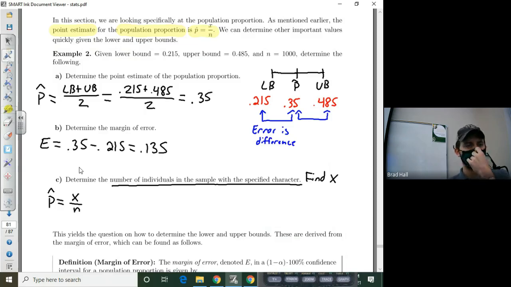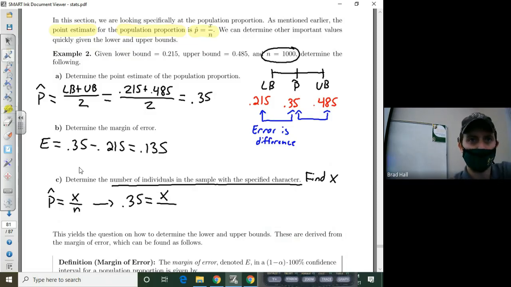Well, the good news is this is just quick algebra. It's a very quick algebra problem because we know p-hat, P with the little hat on top, is 0.35. X is, well, we don't know. But little n, they actually gave that to us at the very beginning of the problem. It sort of just slipped under the radar. It's 1,000.